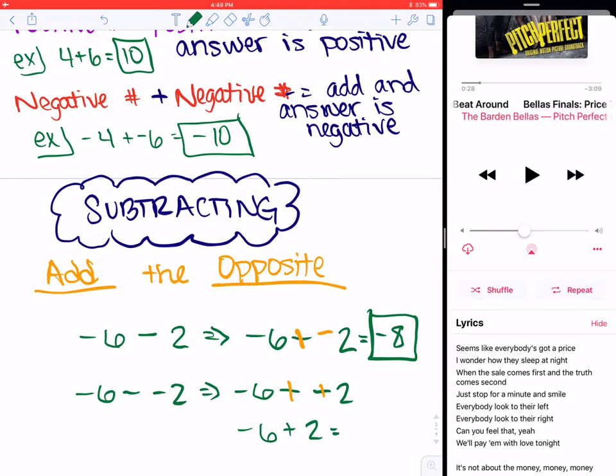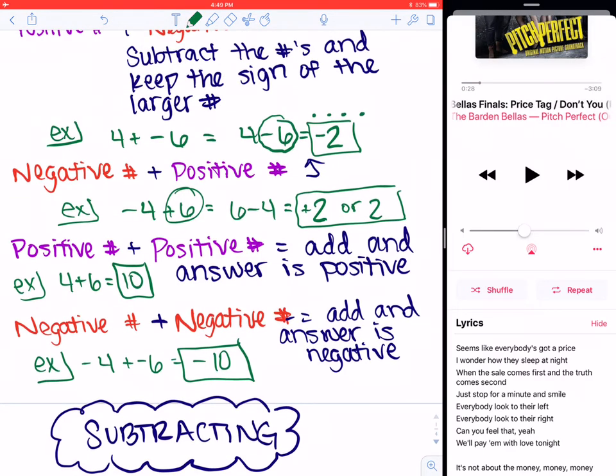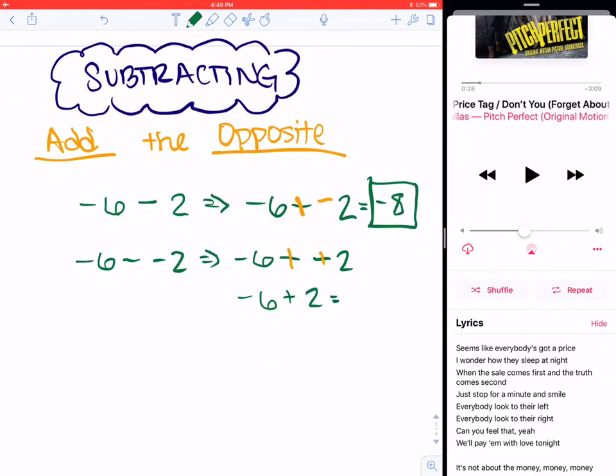Now I have a negative plus a positive. So I come back up to my addition rules. Negative plus a positive, I need to subtract and keep the sign of the larger number. So subtract, 6 minus 2 is 4. The larger number is 6, so it's -4 because the 6 is negative.